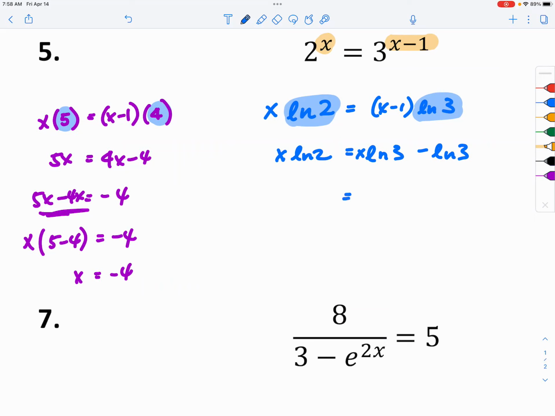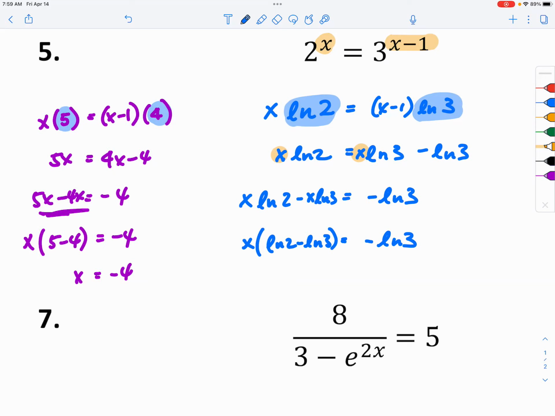And then, well, you see the x term, right? Well, go ahead, put them all on the same side. So x natural log of 2 minus x natural log of 3 equals negative natural log of 3. And then you will have to factor out the x right here.